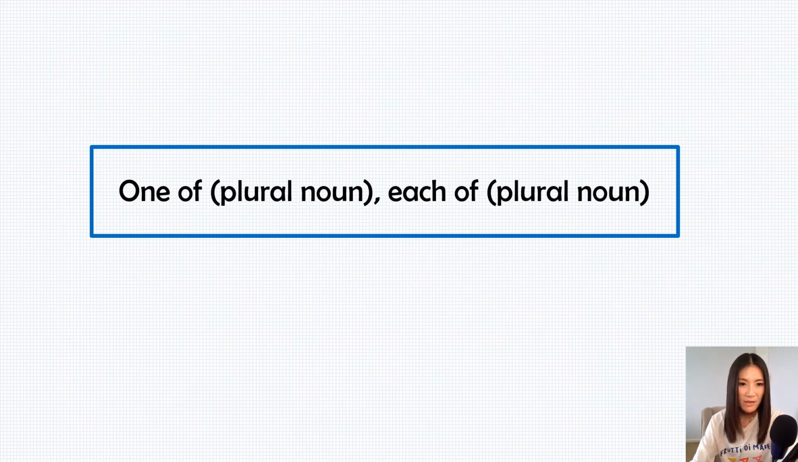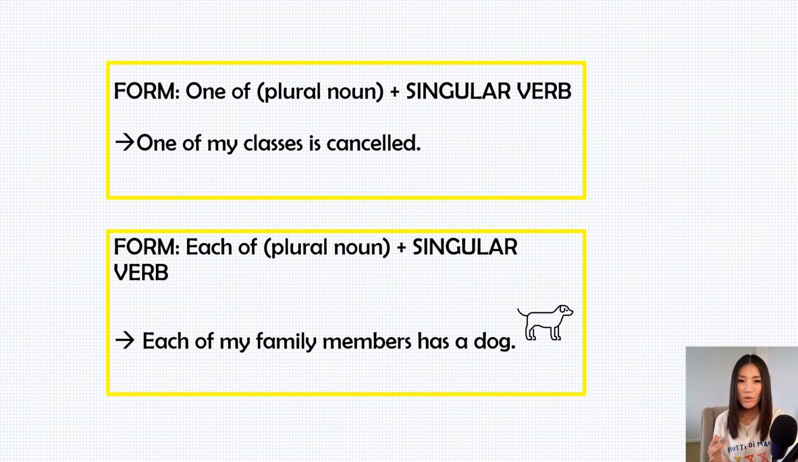Next, let's talk about the phrases one of or each of. So if you want to use one of these phrases, the form will always look like this. One of and a plural noun.